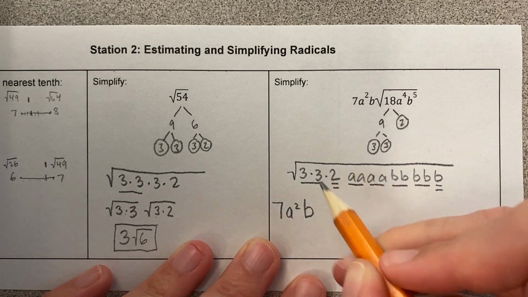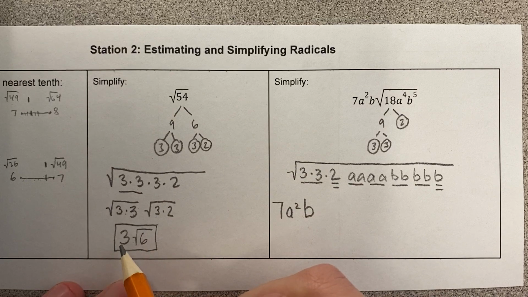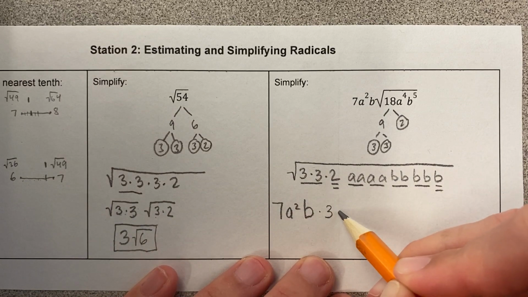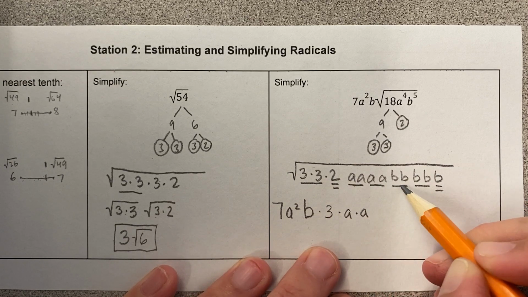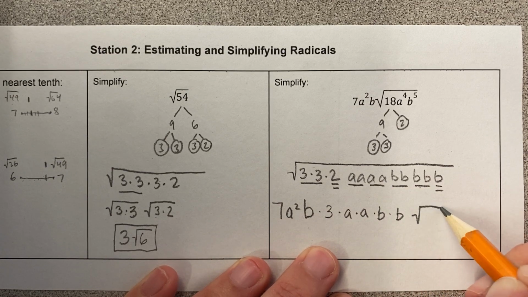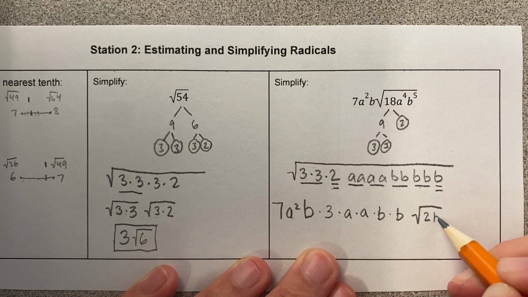All right, so now remember this 3 times 3, the square root of 3 times 3, becomes just a 3, the same way it did here. So this just becomes a 3. Look, this just becomes an A. This just becomes an A. This becomes a B. This becomes a B. And then what's left inside is the things that don't simplify, which is my singles. That's that 2 and that B.